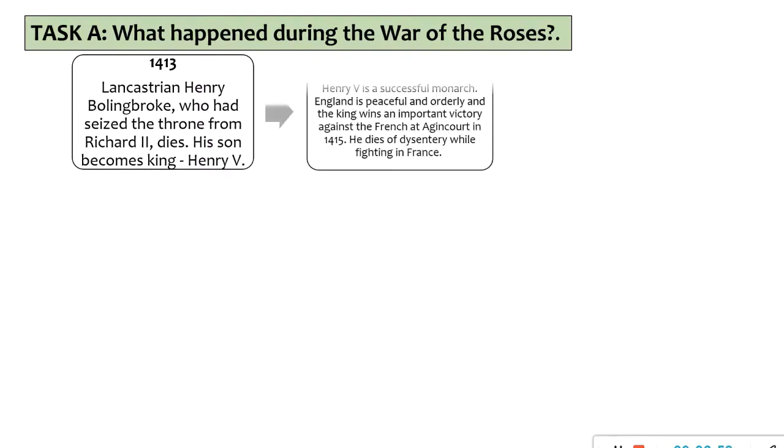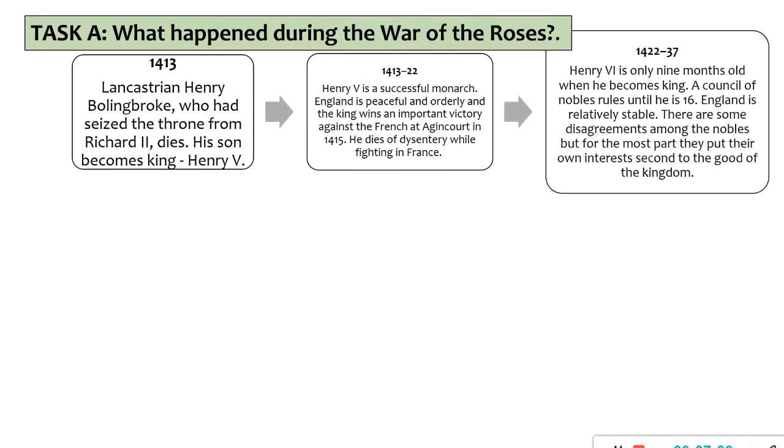His son Henry V becomes king. Henry V, seen as a very successful monarch, able to fight wars in France and succeed in taking land back, as he sees it, from the French. But he dies of dysentery whilst fighting in France. Now, after that, Henry VI is forced to take the throne.